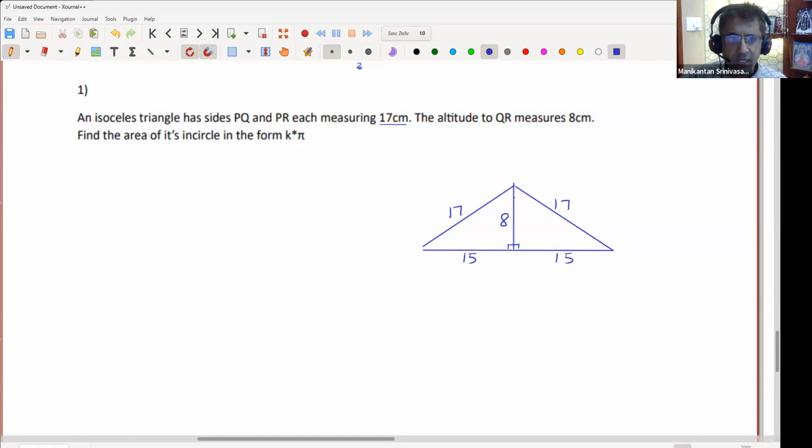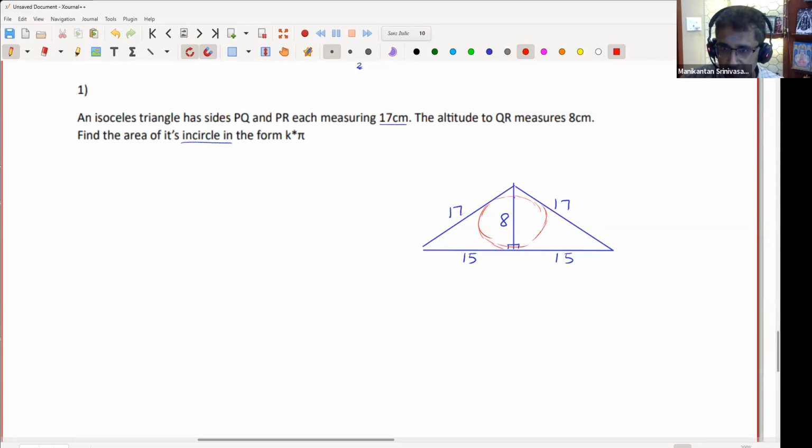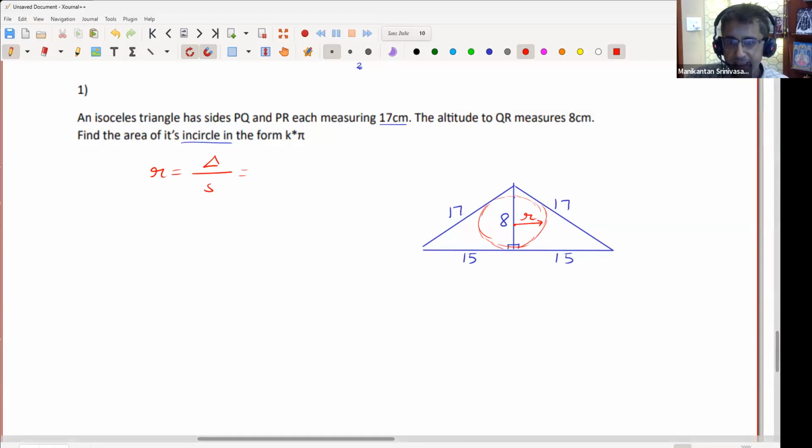So 8, 15, 17. Now, what do we want? We want the area of the in circle. So let me first just recap again, right? In the exam, you'll do it fatafat. You won't do all of this, nice pretty diagram and all that. This is only for explaining. I'm taking time to explain it in detail, right? So the in circle is the one that's sitting here inside, hence the name in circle. So this will have a radius, and that is the in radius. And if you recall, that was delta upon S. Delta is the area of the triangle, and S is the semi-perimeter.